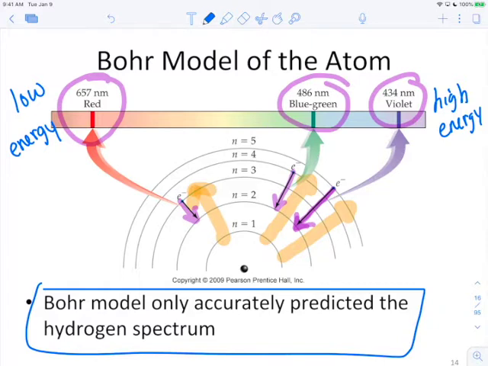Is this like a flame where violet is hotter than red? Yes. Violet is hotter than red because it's a higher energy color. So it indicates there's more energy involved. Yes, exactly. All right, other questions?